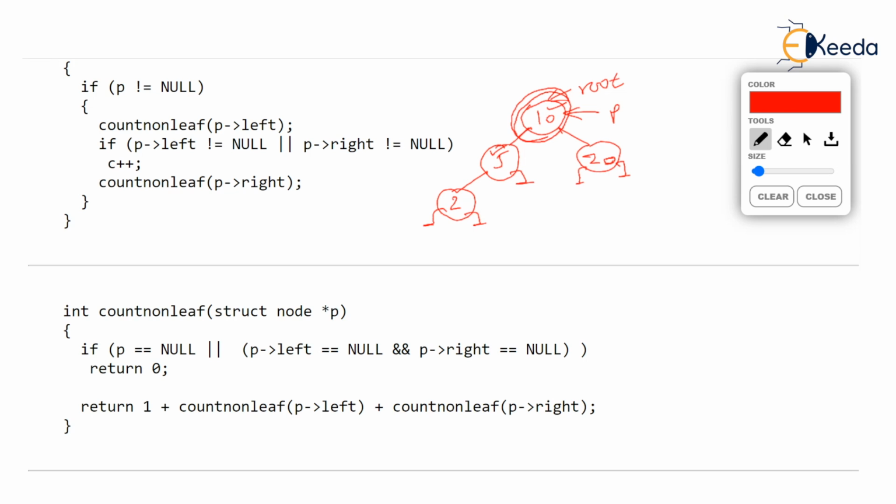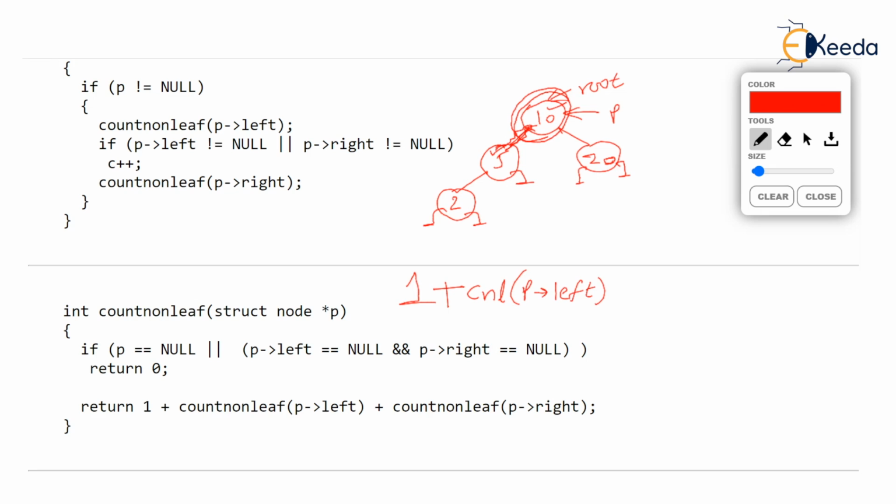Then you will say, I will count 1 because I have encountered a non-leaf, and I will add 1 to what exactly? I will ask how many non-leaf nodes are there in the left branch. You watch this. Left branch of P. So for that, I will call count non-leaf recursively. I am writing in short, count NL, CNL, P arrow left.